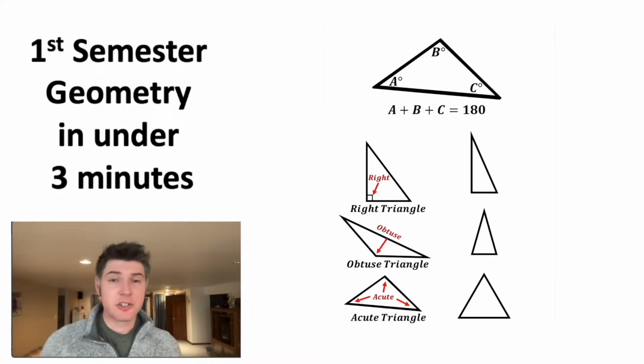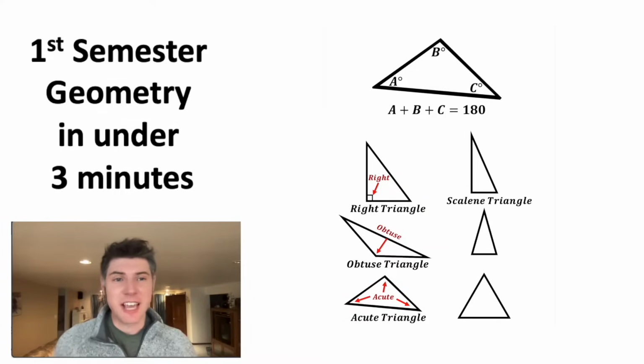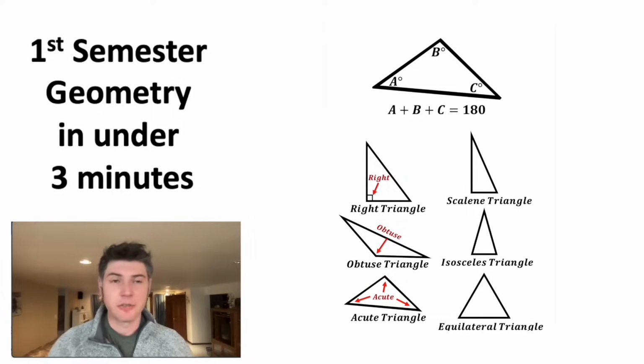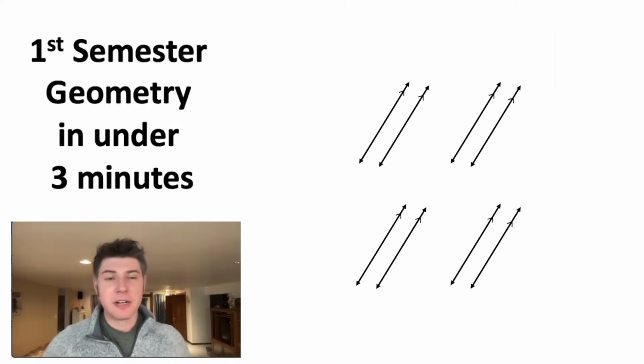We can also categorize triangles based on the lengths of their sides. Scalene if all the sides are different, isosceles if at least two of the sides are the same, and equilateral if we know all three are the same. We can take a break from triangles for a second, but don't worry, we're going to come back. Right now, let's look at parallel lines.